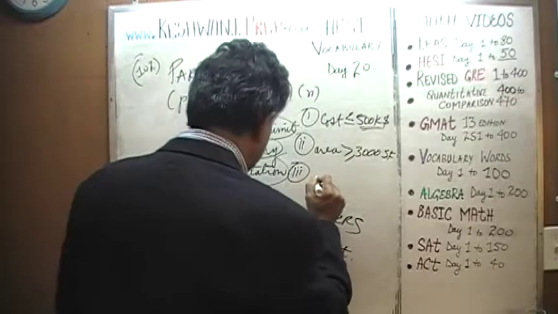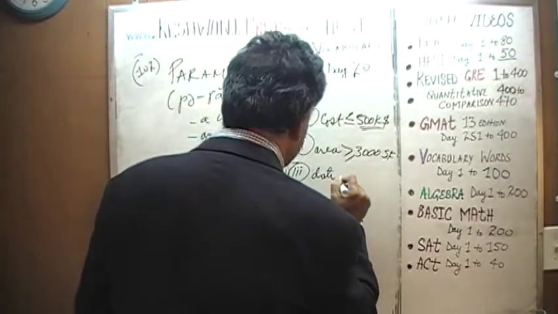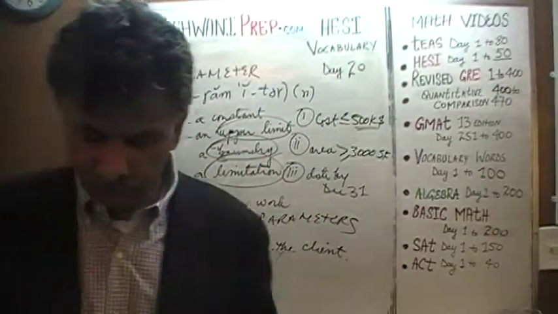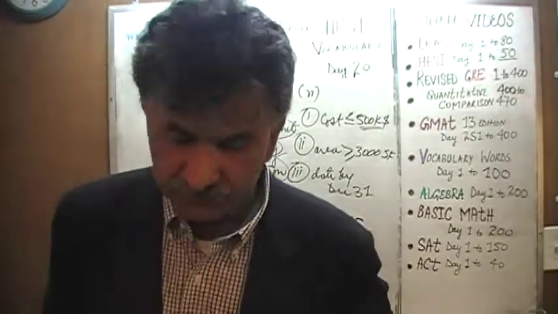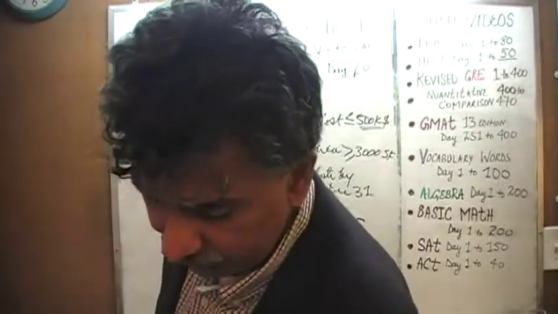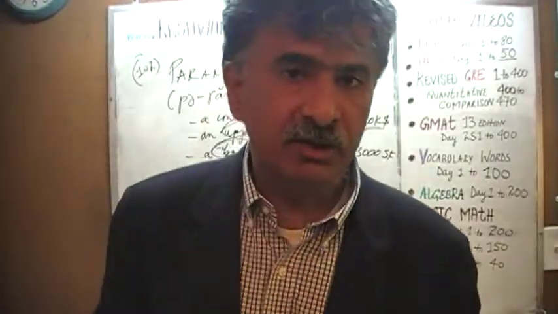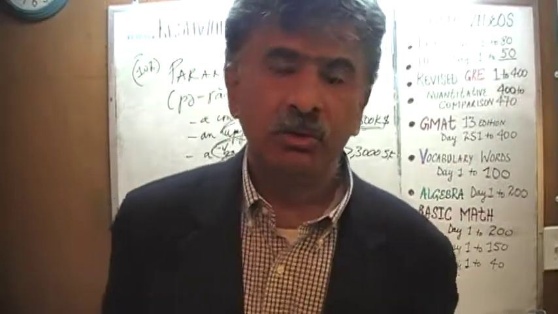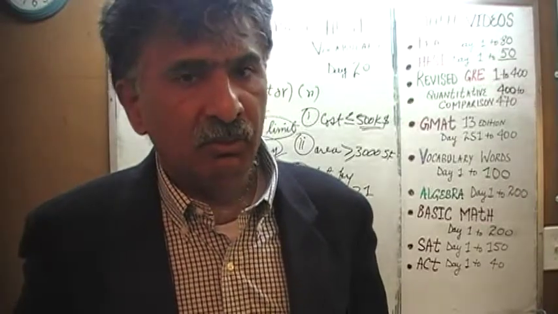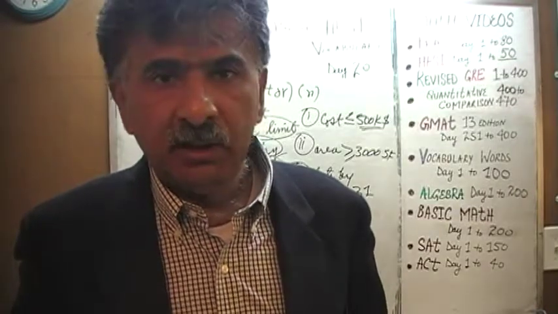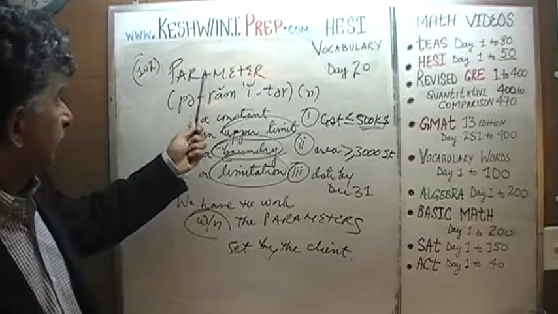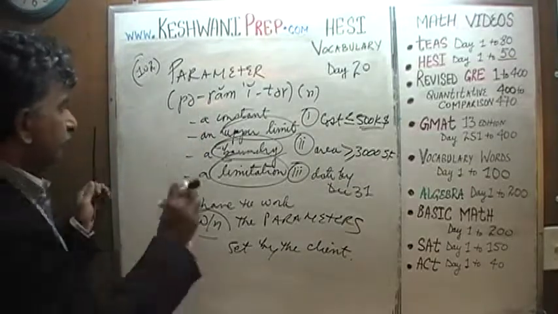Third parameter is that it has to be done by December 31st. Among all the other parameters, these are the three most important ones, three most prominent ones. We must stay within the budget. We must provide the minimum square footage the client demands. And we must make sure that the product is delivered in a timely manner. The client insists that this whole thing must be over and done with by the end of the year, by December 31st. Let's move on then. The word was parameter. Plural, of course, is parameters.